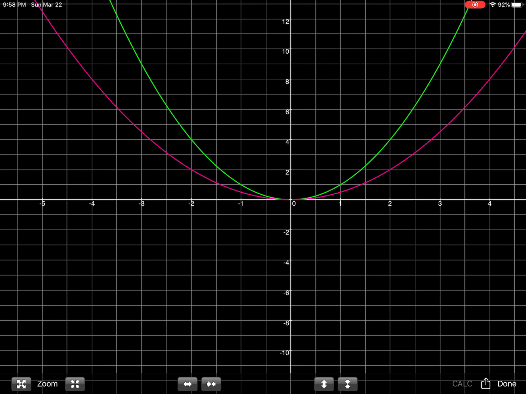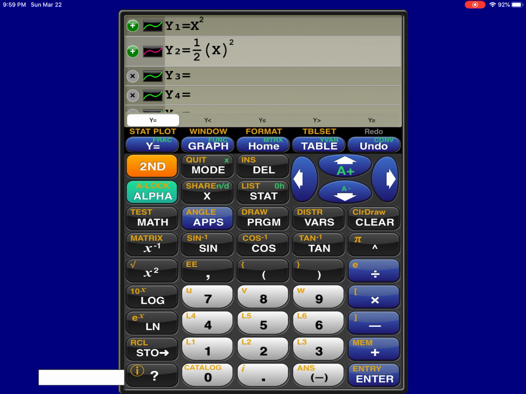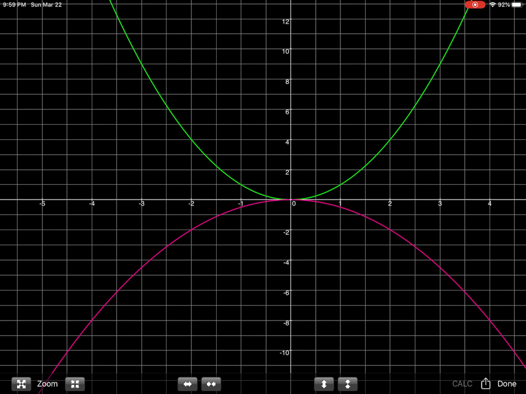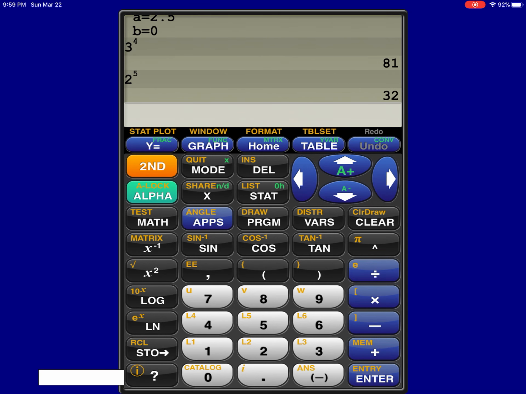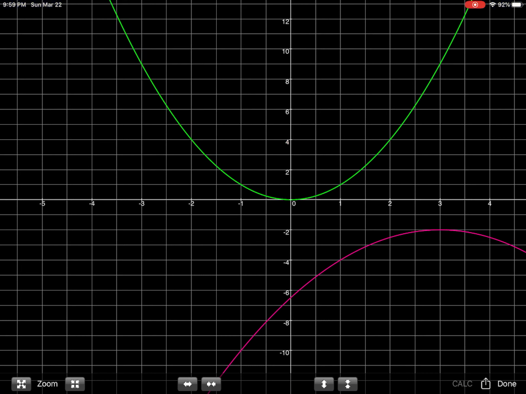So the green one is the parent function. The pink one is the one that we transformed a little bit. We made our a value 1/2. Now I'm going to go back to my a value and change that to be a negative. As you can see, we've now reflected it. It's still wider, and we reflected it. Now we're going to go back and shift it. So we're going to say minus 3, and then we're also going to say minus 2, and we're going to graph it.